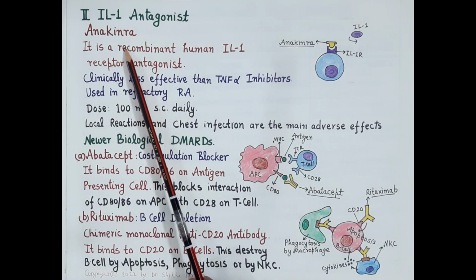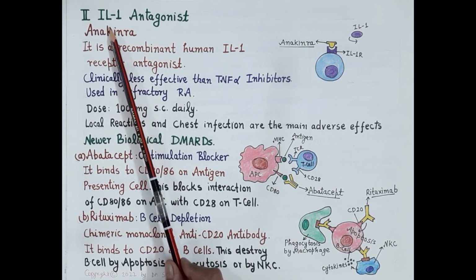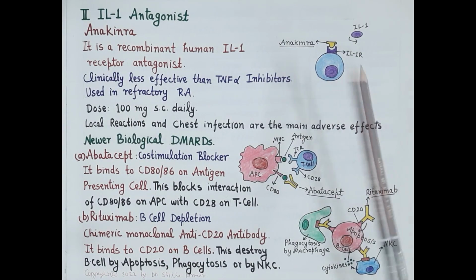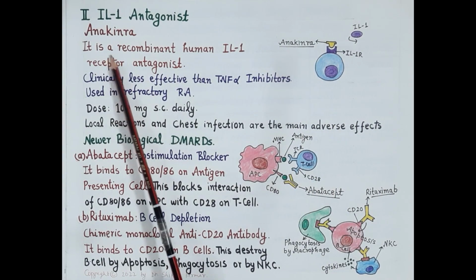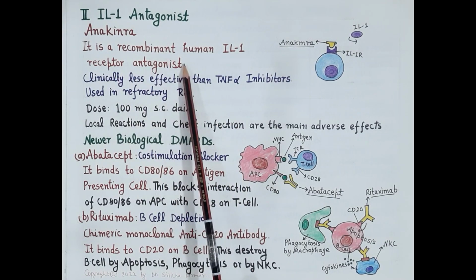Now, the next drug is Anakinra. It is an interleukin-1 antagonist. Now, interleukin-1, as we have already discussed, is an inflammatory cytokine which is produced by the activated macrophages. Now, look at this figure. This is Anakinra shown here in the yellow color. Anakinra is a recombinant human interleukin-1 receptor antagonist.